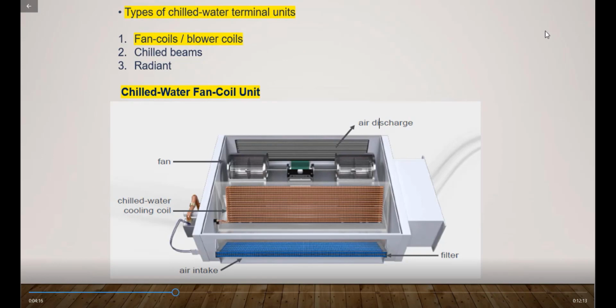Types of chilled water terminal units include fan coils, which are blower coils, chilled beams, and radiant cooling. First, this is a fan coil, a normal blower fan coil, which has the air intake with filter. Next part will be the filter, the chilled water cooling coil, and last part will be the blower fan with the discharge part of the fan coil unit.